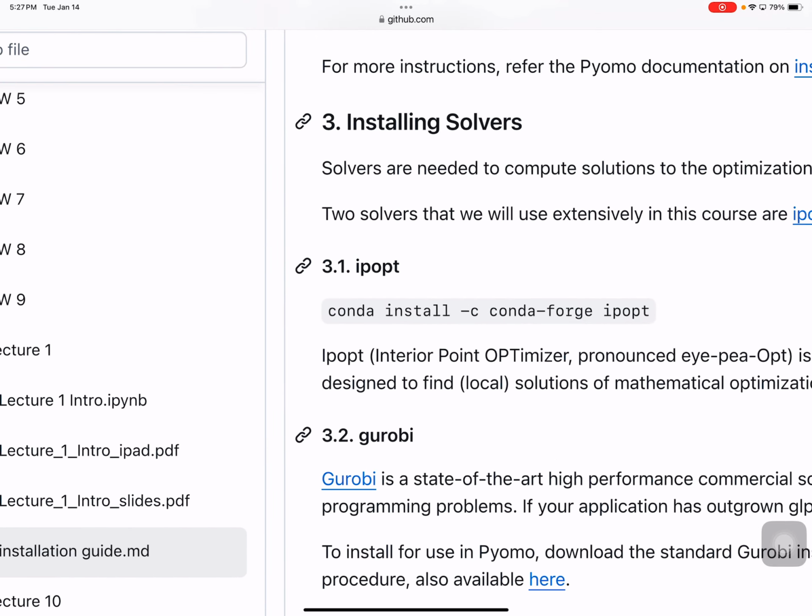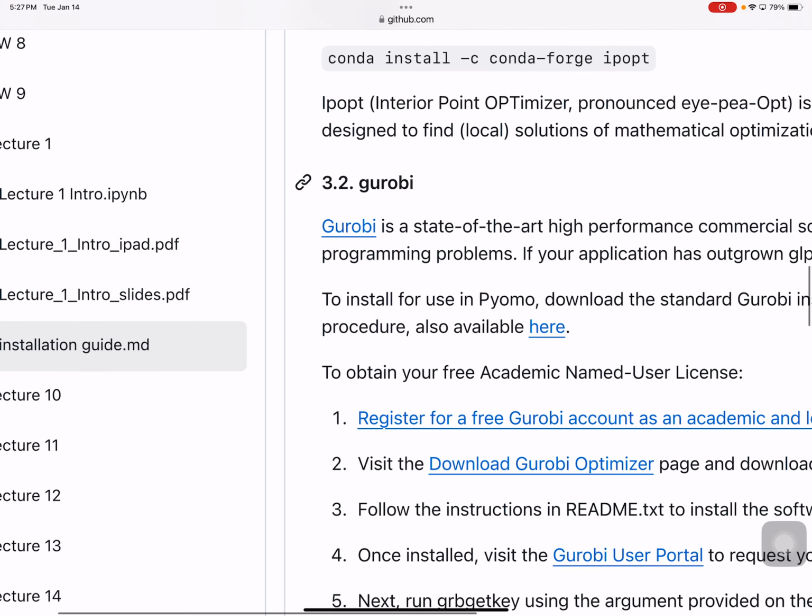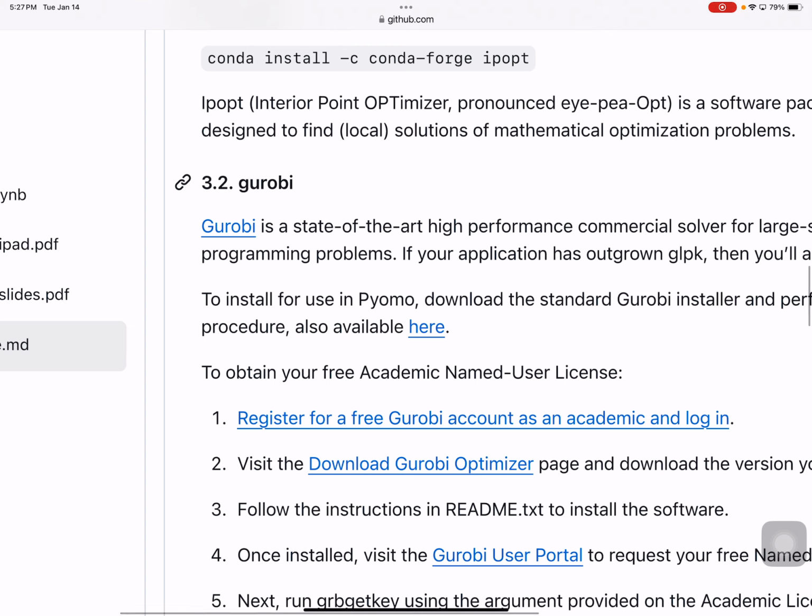Remember, IPOpt is the open source solver for solving nonlinear programming problems. A conda install would do the job. Okay, and then for Gurobi, it is not a free solver. Actually, if you work in industry, maybe you need to pay tens of thousands of dollars per year in order to get access. But they make it free for all academics.